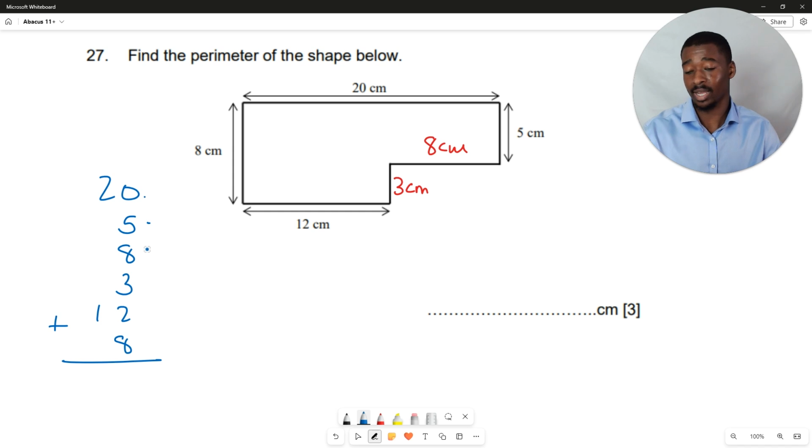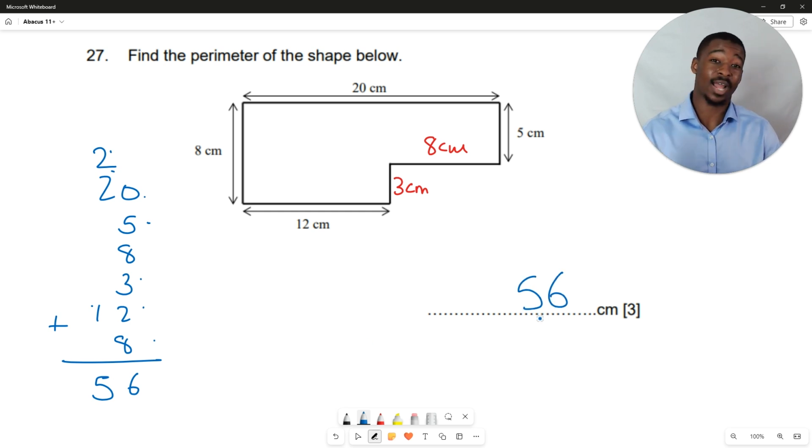So 0 plus 5 is 5. 5 plus 8 is 13. 13 plus 3 is 16. Plus 2 is 18. Plus 8 is 26. 6, carry the 2. 2 plus 2 plus 1, 5. 56 centimeters. That's how we can work out this perimeter question.